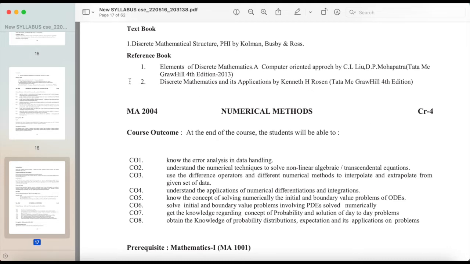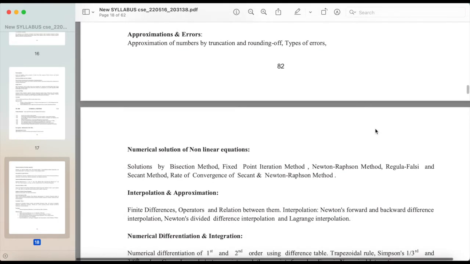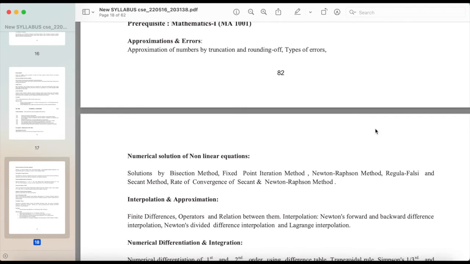Reference Book 1: Elements of Discrete Mathematics, A Computer-Oriented Approach by C.L. Liu, D.P. Mohapatra, Tata McGraw-Hill, 4th edition, 2013. 2. Discrete Mathematics and its Applications by Kenneth H. Rosen, Tata McGraw-Hill, 4th edition.